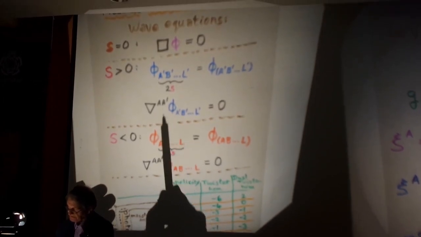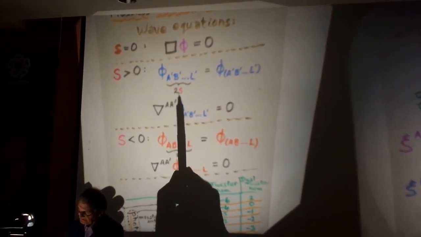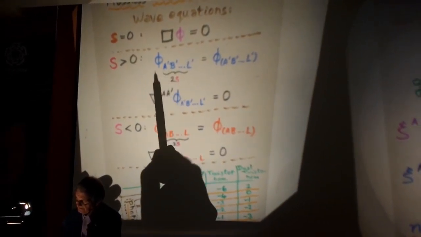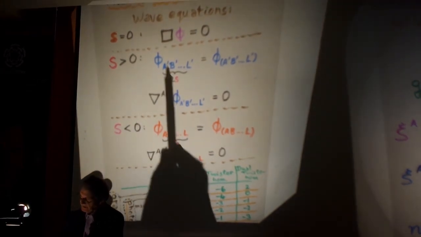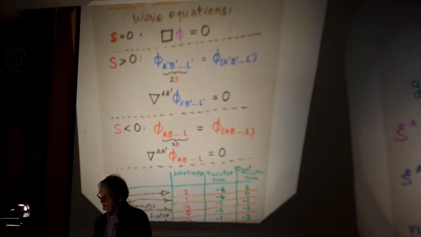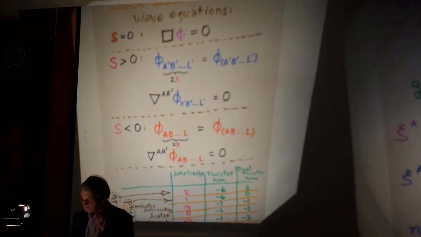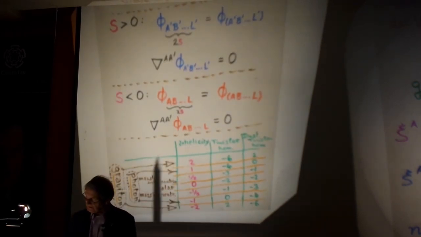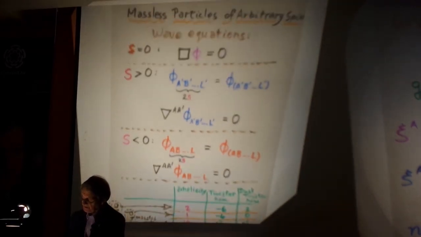The right-handed part is described as a symmetric object with 2s indices. S is the spin, so 2s is the number of indices here. That's an integer, or half integer. And this symmetric object describes the spin s particle, which is right-handed. And if you don't have primed indices, it's the left-handed part. The equation is just the same, except that the indices are the other way around. You have the wave equation is zero.